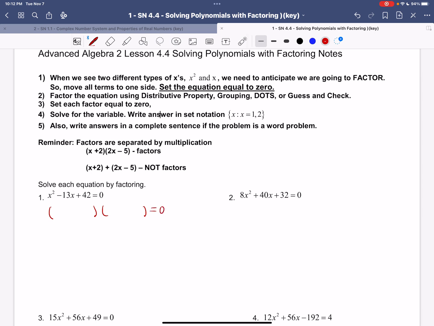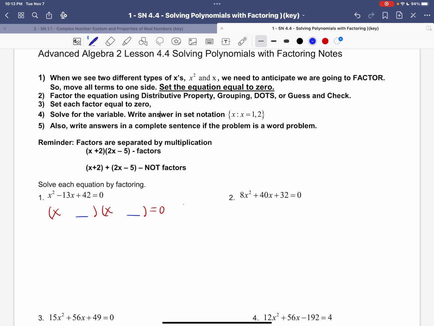And this goes back to lesson 4.3, day 1, where A was 1 in front of the x squared. So we knew right away that we were going to put an x and an x there. And we needed to fill in these two. And those two blanks, if you remember, were going to be the factors of 42. Because there is a plus sign right here, these two numbers need to add up to negative 13. So first, let's get them to add up to 13.